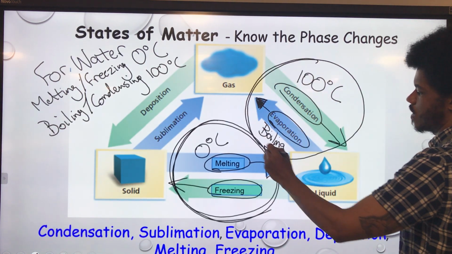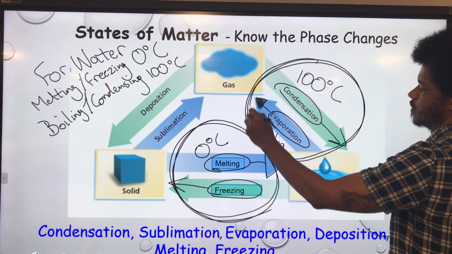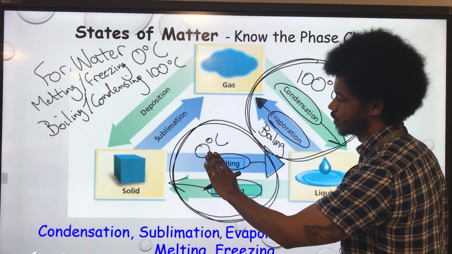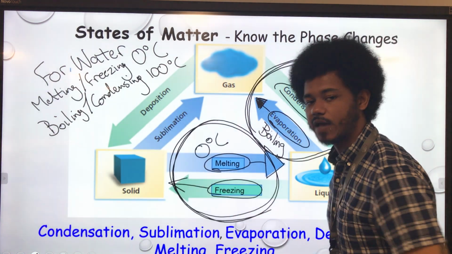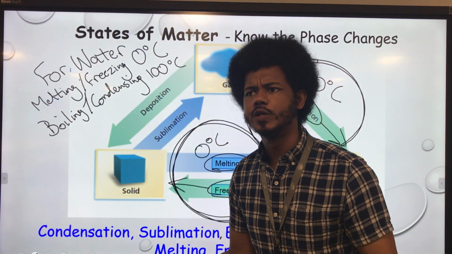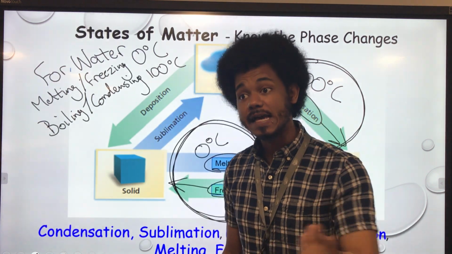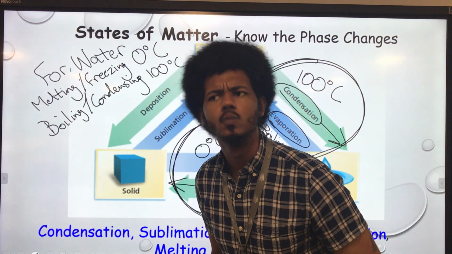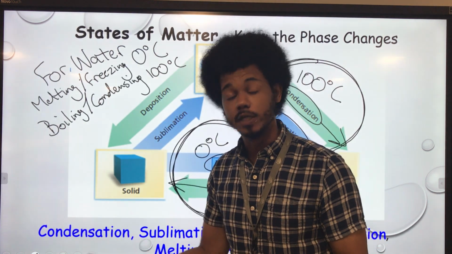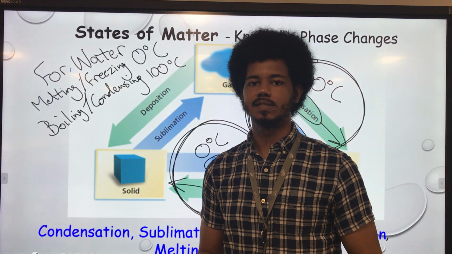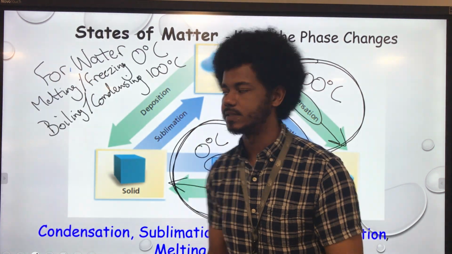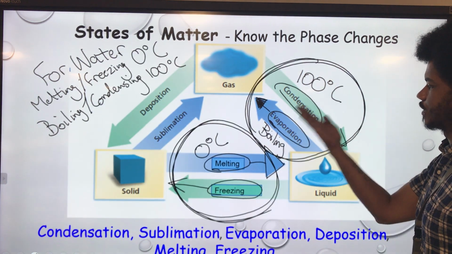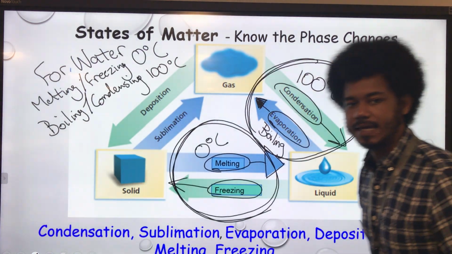So again, when we talk about water, it melts and freezes at 0 degrees Celsius, okay? So if I asked you, what temperature does ice melt? Ice will melt at 0 degrees Celsius. Or if I said, what temperature will liquid water freeze? Liquid water freezes at 0 degrees Celsius. And it's a very similar case for the condensation and the boiling or evaporation, right? All of that happens at 100. And again, this is just for water.